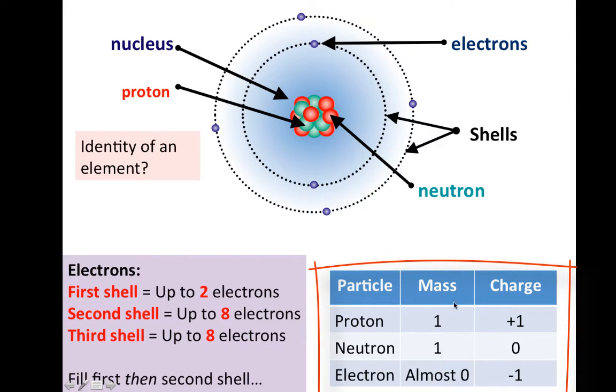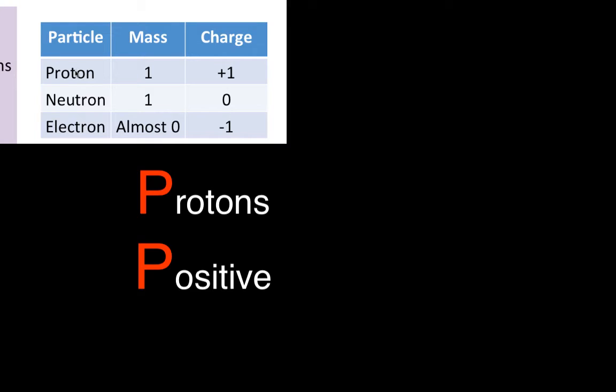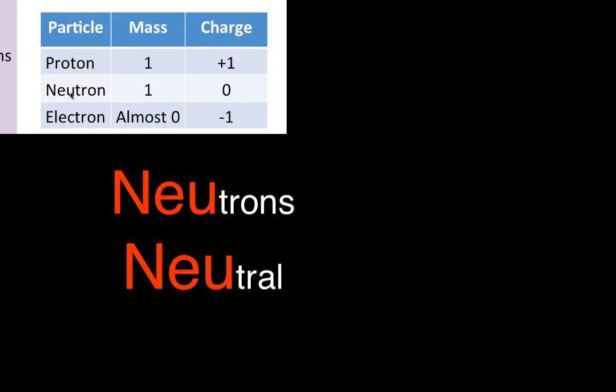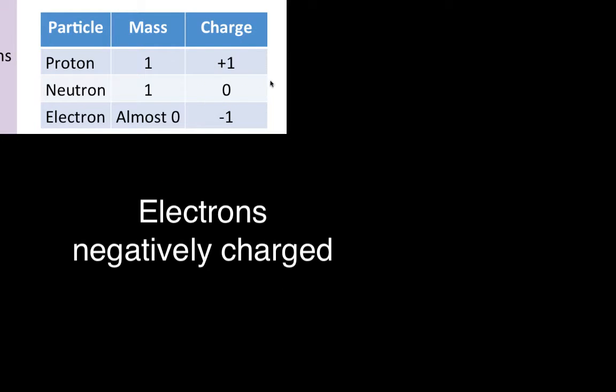Now protons have a relative mass of 1. Neutrons also have a relative mass of 1. An electron is almost negligible in mass, has a mass of almost 0 compared to protons and neutrons. Now protons are positively charged, neutrons are neutral, they have a charge of 0. Electrons are negatively charged, they have a charge of -1.